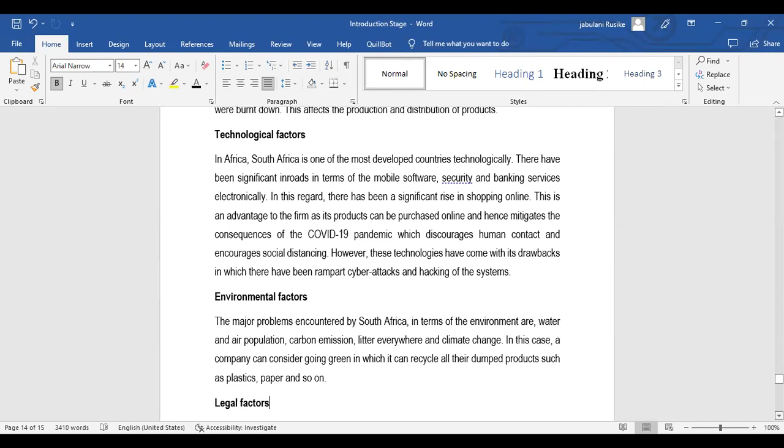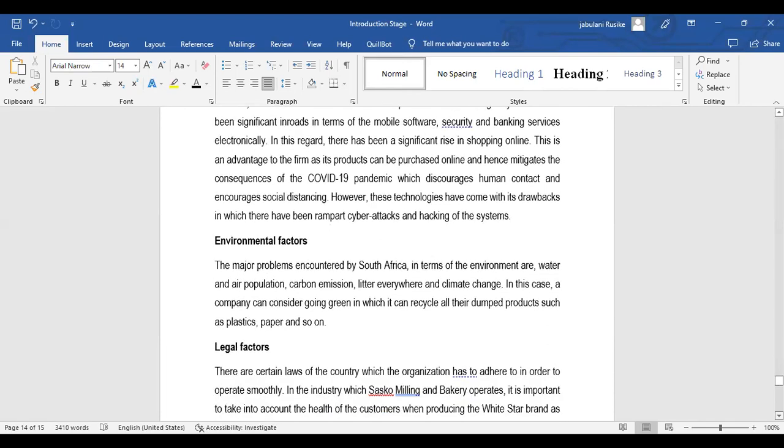So the technology, however, comes with certain drawbacks. There are issues of cyber attacks. There are issues of hacking of the system. I remember it happened at Standard Bank, where there were some hackings some years back. So those are some of the disadvantages that come with technology. So that's how this environment affects the operations of an organization.